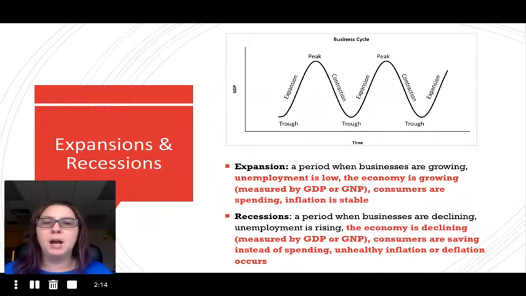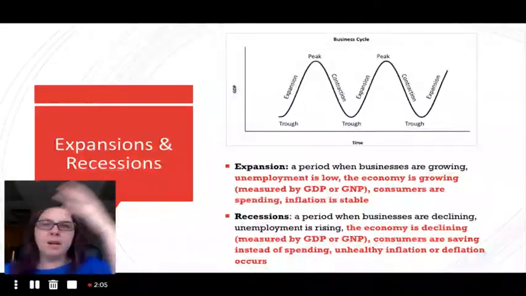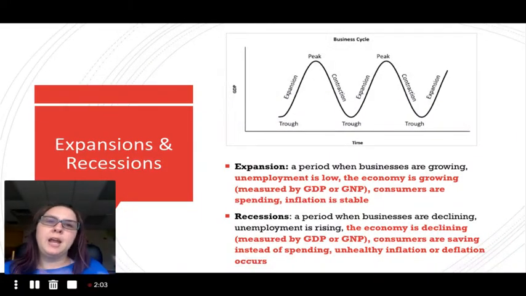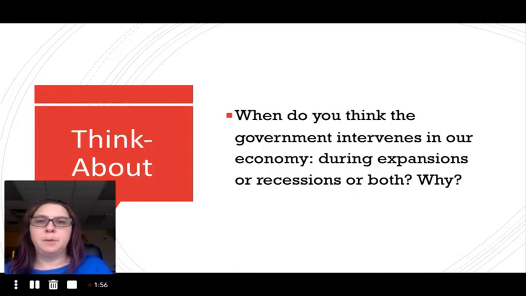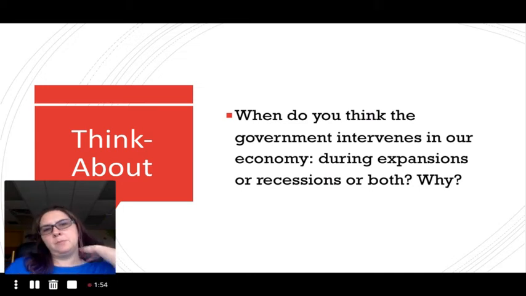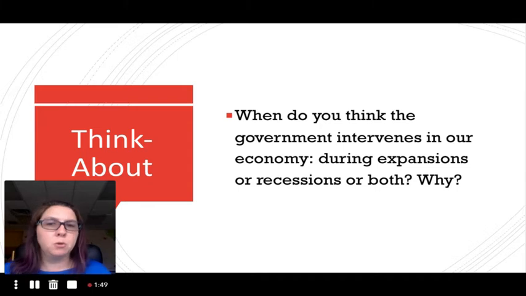You've got unemployment rising, the economy is declining, consumers are saving instead of spending. You have a lot of inflation. And so, unfortunately, we were in a period of expansion. We hit a peak, and now we're going to see contraction, or recession, in our economy in recent days. And when do you think the government intervenes in our economy? During expansions or recessions or both? Just think about what's going on during those times and why the government would intervene at those particular times.